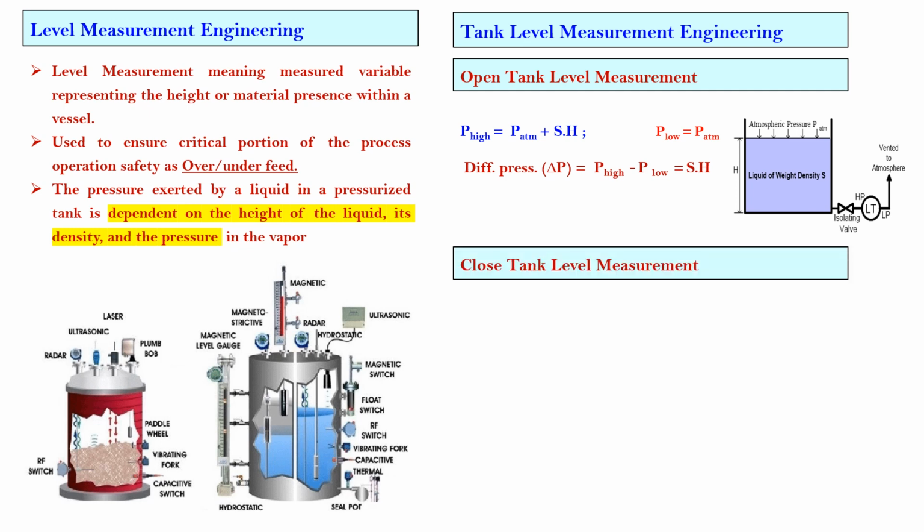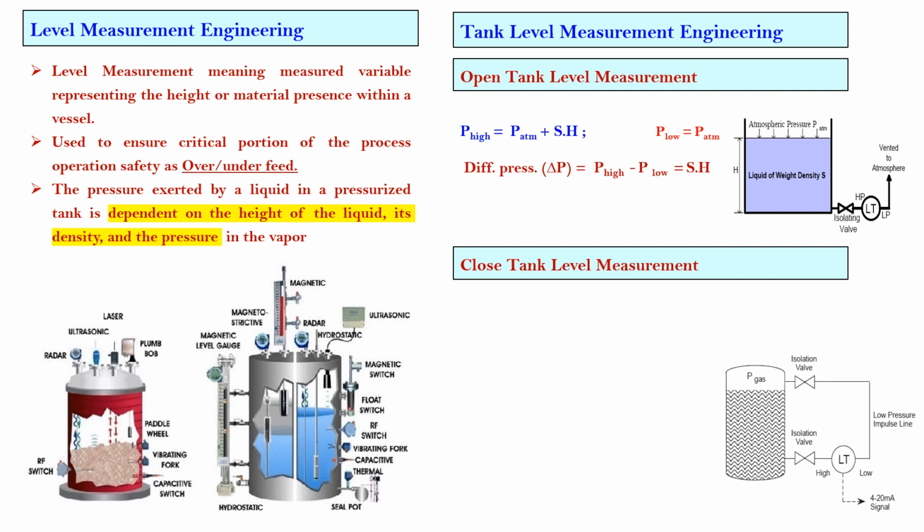Now moving on to the closed tank level measurement, one can refer to the closed tank where the vessel is filled and some portion is empty where gas is present. Then the isolation valves are shown and LT is connected, where the HP and LP sides are connected, where the low side has the low pressure impulse line. Now the equation: P high equals P gas plus S into H, where P low equals P gas as the open portion is filled with the gas. Differential pressure, that is delta P, equals P high minus P low. After solving the equation, it becomes S into H, where H is the height and S is the density of the liquid.